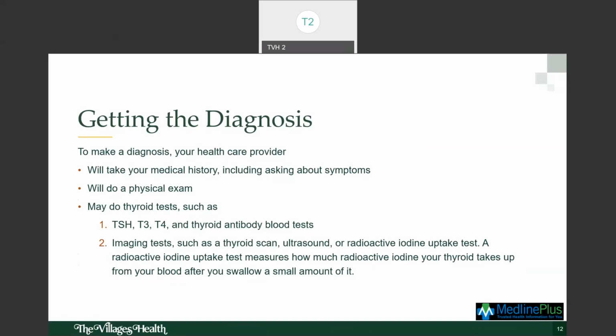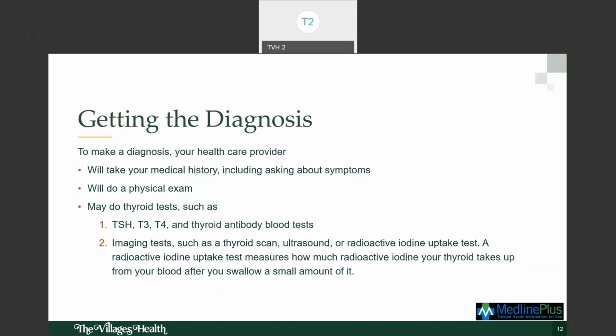So to make a diagnosis of hyperthyroidism, your doctor is going to need to know your medical history, so all of the symptoms that you've been noticing and experiencing. They're also going to do a physical exam. They can feel your neck to check your thyroid gland and see if there is any enlargement. They may also want to do some lab tests. The lab tests to check the thyroid are generally a TSH, which is thyroid stimulating hormone, T3 and T4, as well as thyroid antibody blood tests.